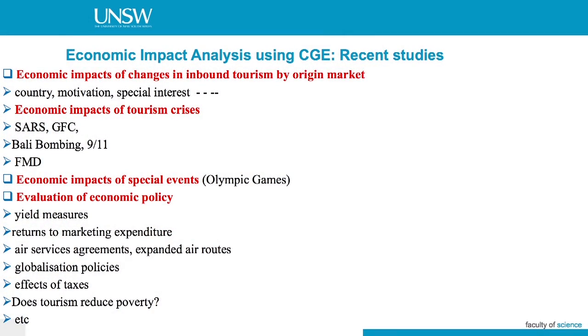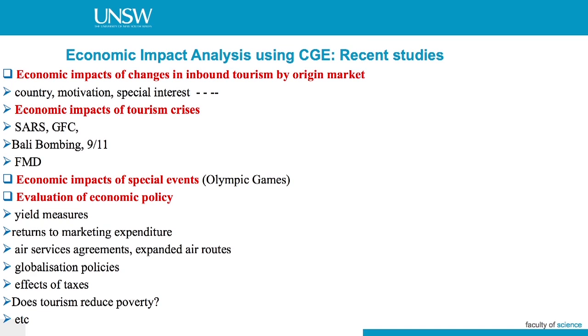Different motivations. We can look at differences in VFR tourism or in business tourism or in holiday tourism and so on. Special interest tourism. We can look at convention visitors. We can look at more nature-loving tourists and so on, or sporting tourists for events. The economic impacts of tourism crises, SARS, the global financial crisis, the Bali bombing, foot and mouth disease in the UK, all of these issues have been analysed using CGE models. Economic impacts of special events, Olympic Games. There's been CGE modelling of the Sydney Olympics and the London Olympics.